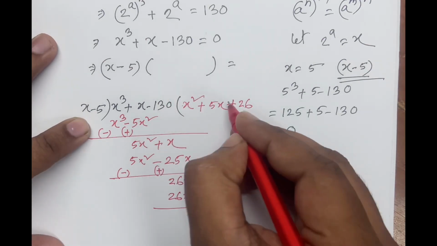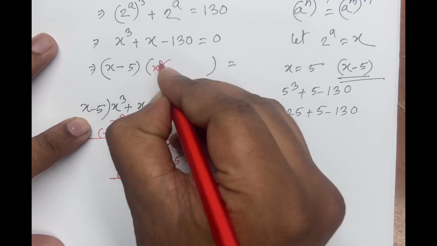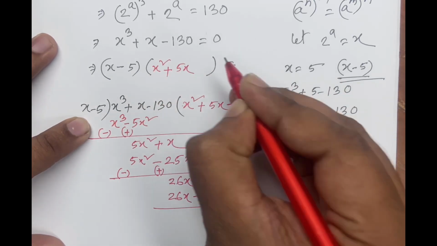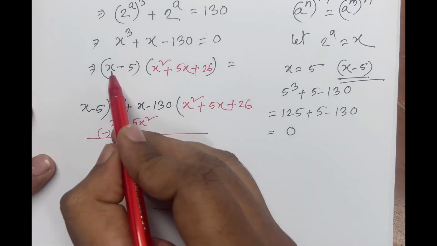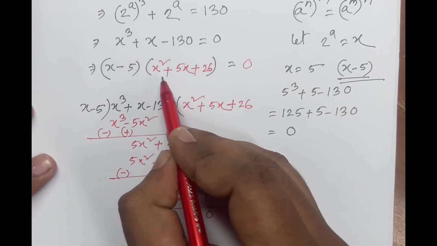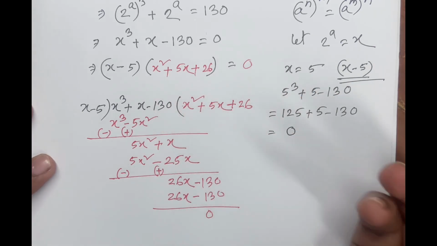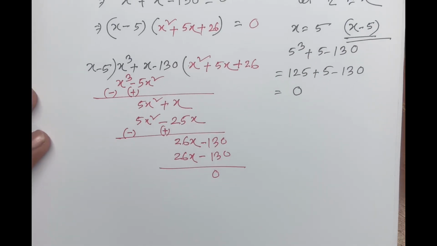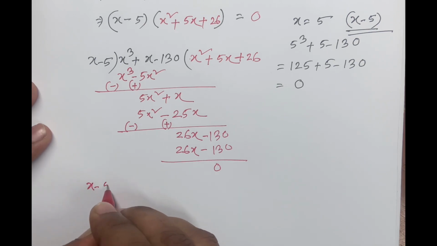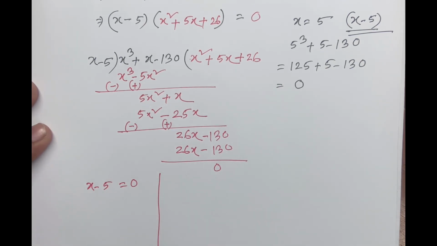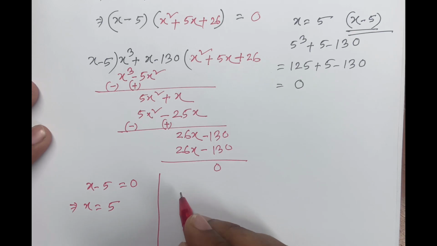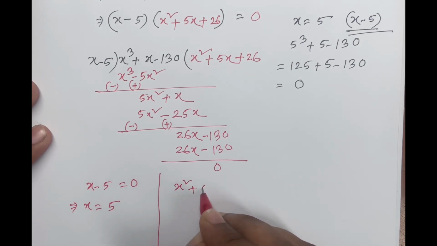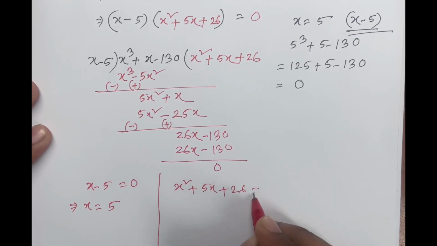So now I can write this equation x^2 + 5x + 26 = 0. Now I can say easily x - 5 = 0, or x^2 + 5x + 26 = 0. From x - 5 = 0, x = 5, and the other factor is x^2 + 5x + 26 = 0.